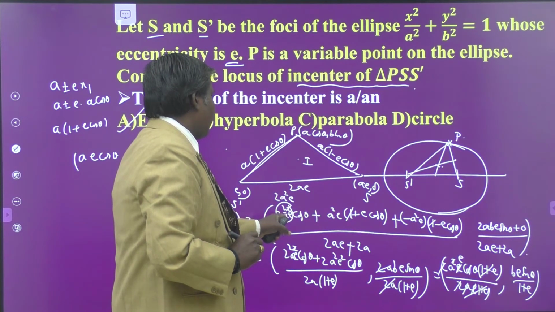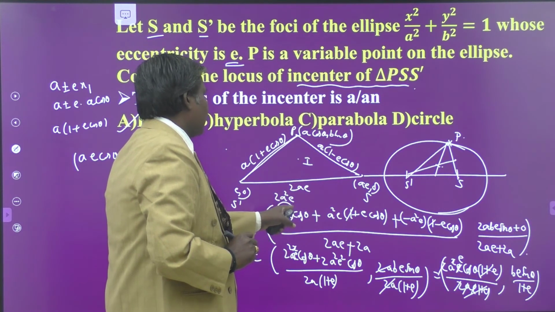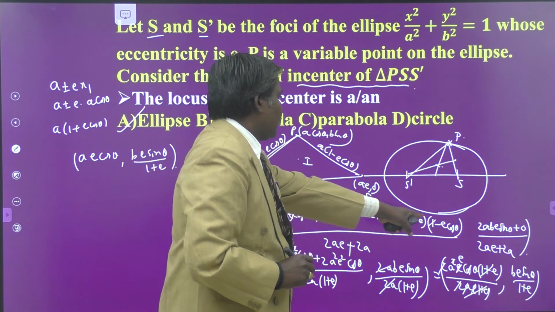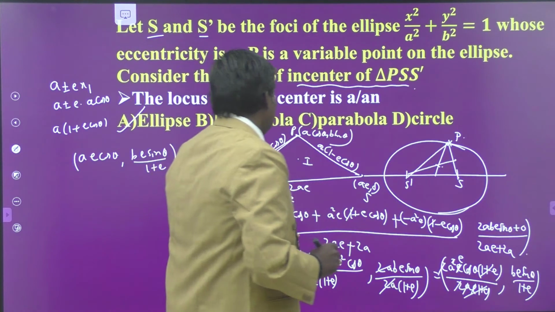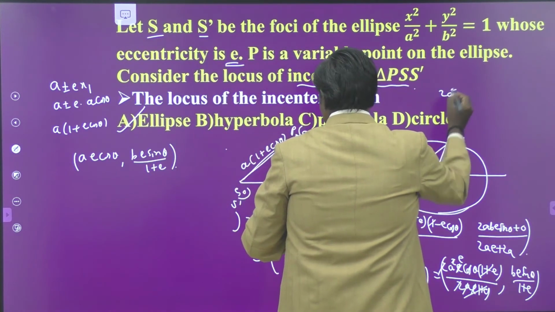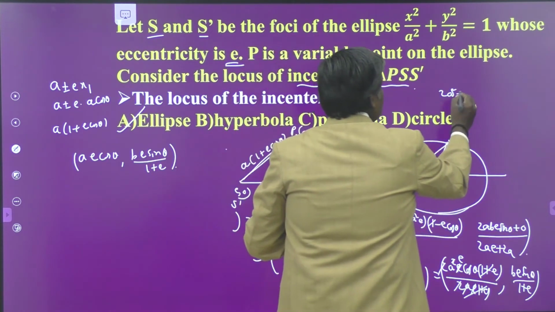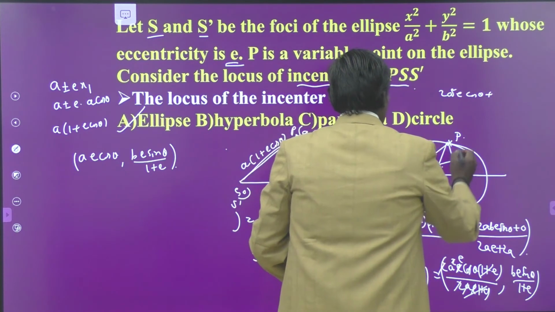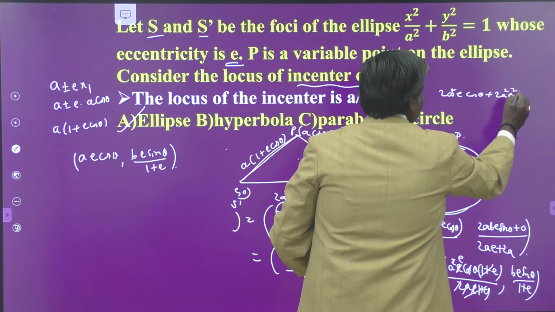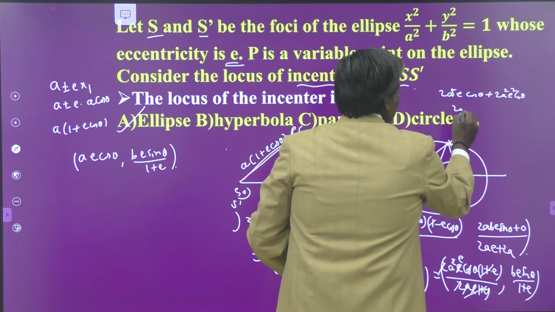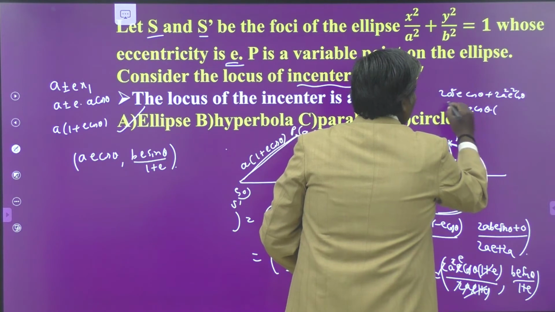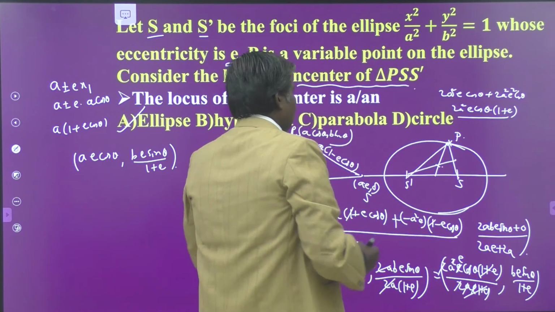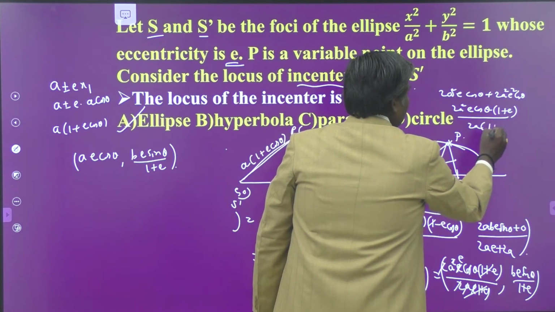So instead of A square, you have to write A square, 2A square E cos theta plus A square E square cos theta, plus again you have A square E square cos theta. 2A square E cos theta is there plus 2A square E square cos theta. So 2A square E cos theta you have to take common, 1 plus E is there. By already 2A into 1 plus E is also there.